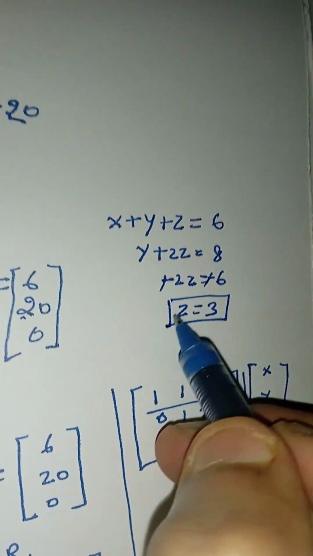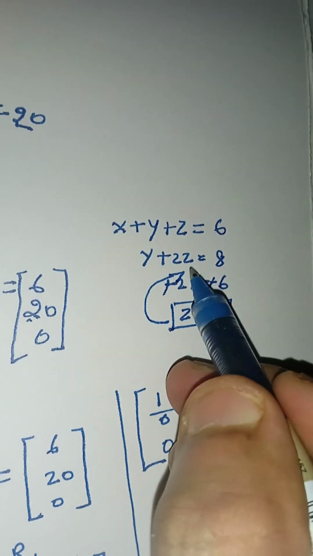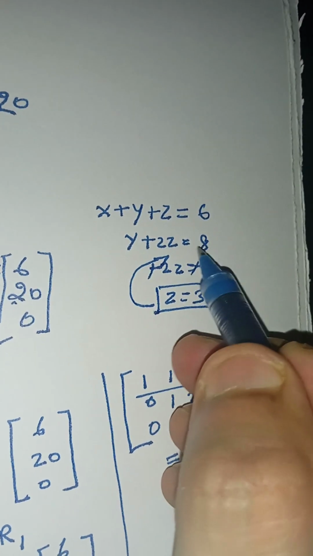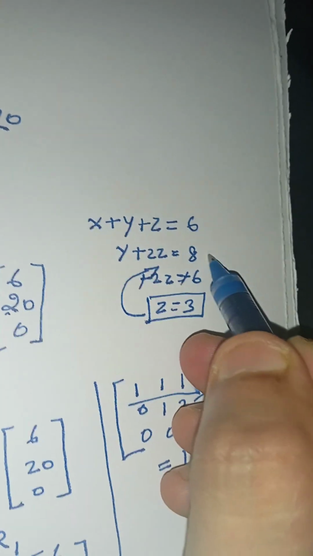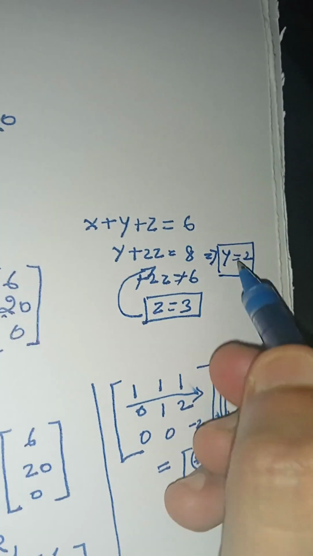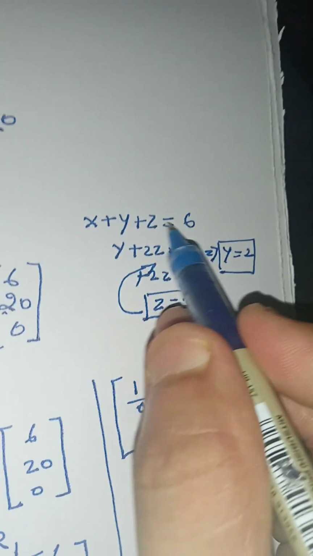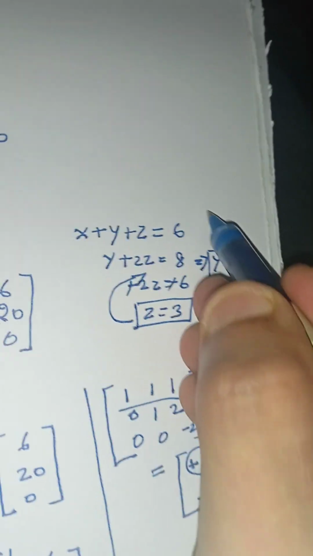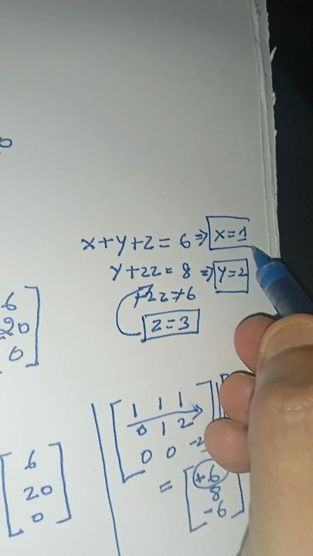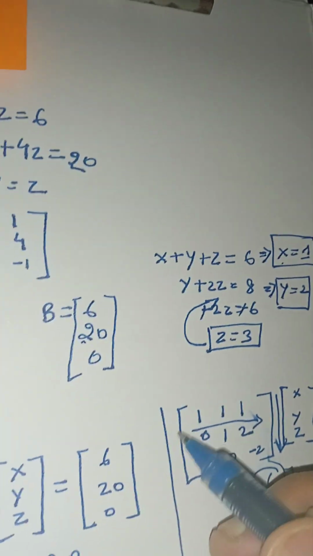Hope you got this. Now substitute z into this equation. So 2 times 3 is 6, and 8 minus 6 is 2, so y is equal to 2. When you put the y and z values here, 2 plus 3 is 5, and 6 minus 5 is 1. So here we get x is equal to 1. So we got all the values of x, y and z by this method.